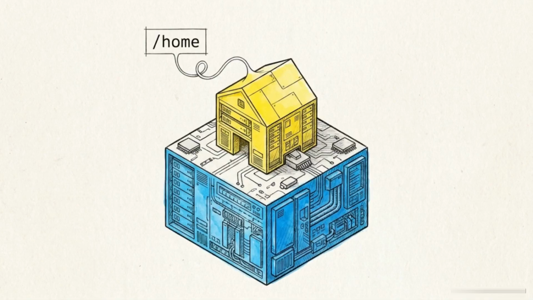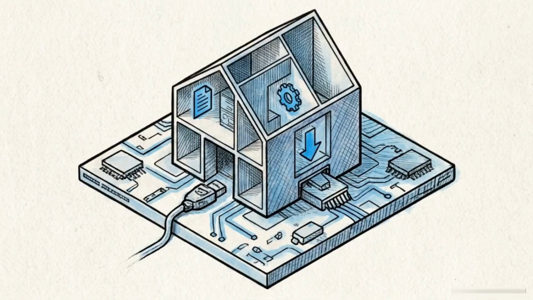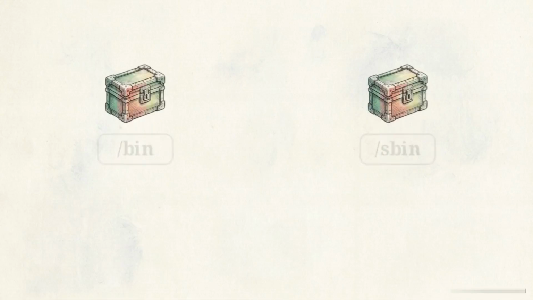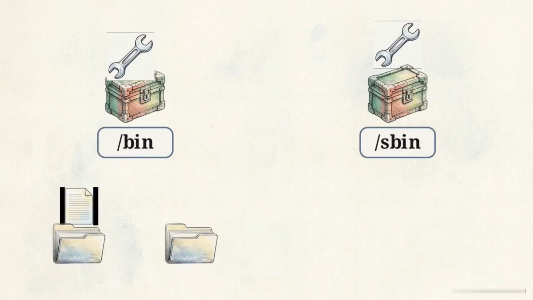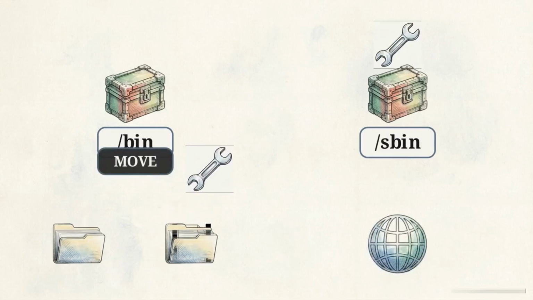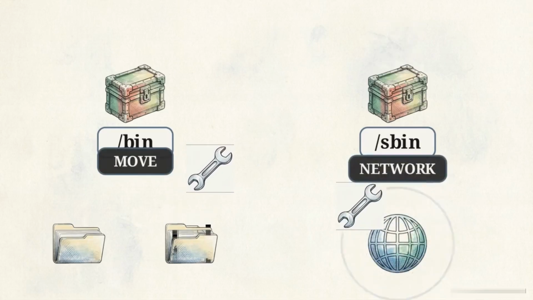First is /home. This is the residential zone, where individual users store their personal documents, scripts, and downloads. For the tools needed to actually run the system, we look to /bin and /sbin. These directories house the essential commands for basic operations, such as moving files or managing the network.